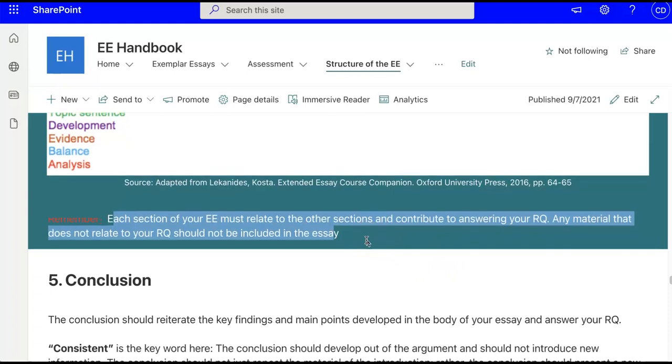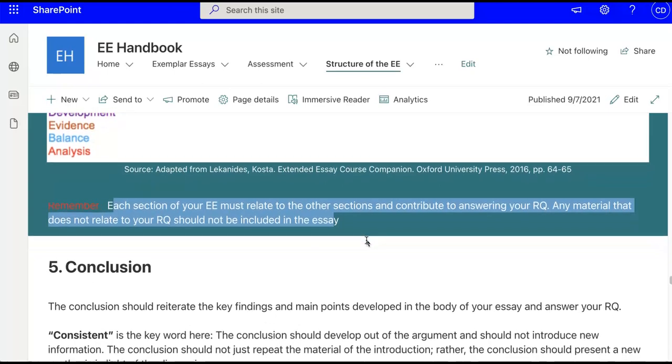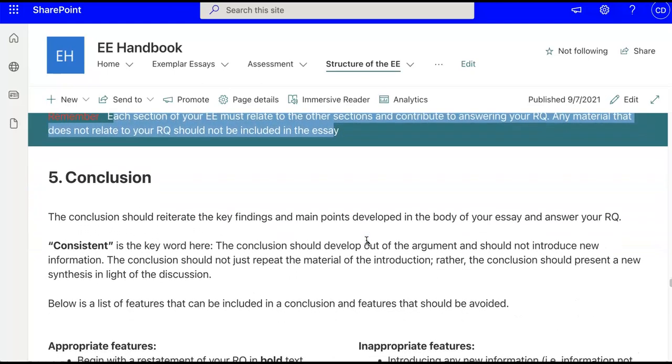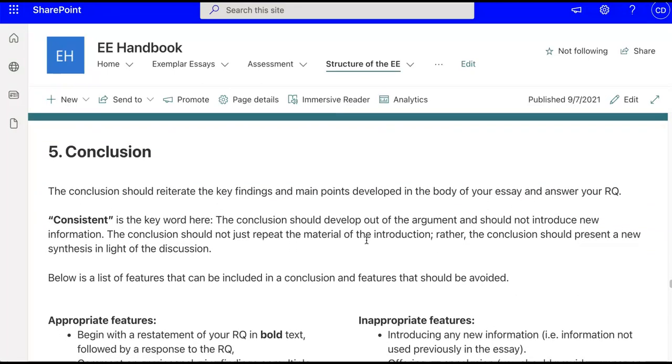Okay, so we've talked about the introduction, we've talked about the main body. Let's look at the conclusion. Now in your conclusion you should have the answer to your research question. Now your answer may not be definitive, but you need to address the research question in the conclusion. So for example, you may say that your conclusion is not definitive, but you actually have to explicitly state that.